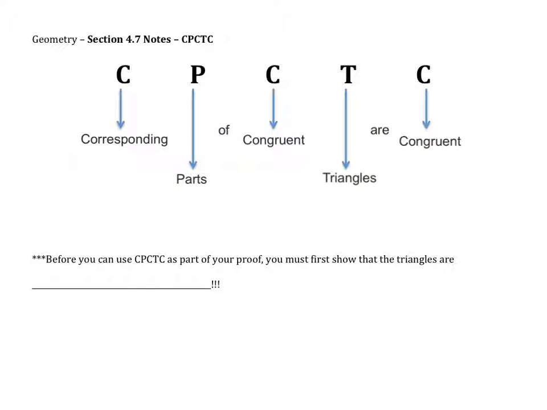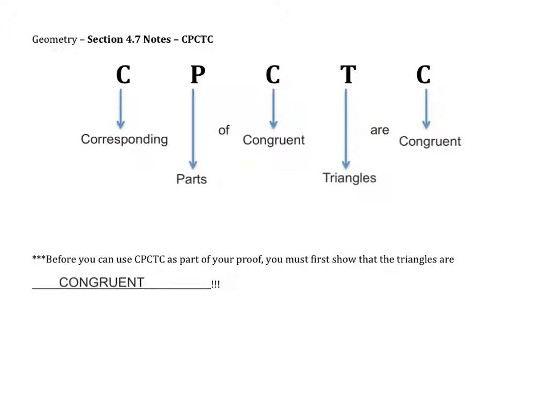So again, in order to use CPCTC, you first must prove the triangles are congruent to then state that another pair of corresponding parts are congruent. So I'd write this down. I would write down what CPCTC stands for, and I would write this next part down as a nice bulleted, highlighted, starred part in your notes, that before you can use CPCTC as part of your proof, you must first show that the triangles are congruent. Because again, within CPCTC, you have to have congruent triangles to begin with.